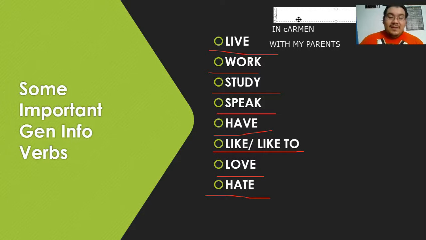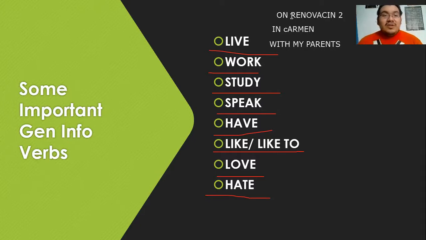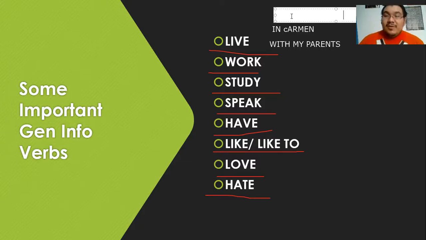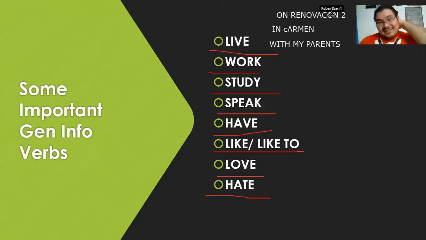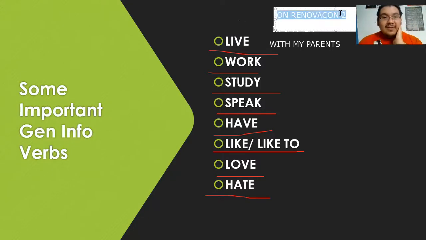I live on Renovación 2. Yo vivo en Renovación 2. Sorry, forgive me about the writing. Perdónenme por la escritura, pero como está en letras blancas, no veo que estoy escribiendo. So, I live on Renovación 2, for example. Let's change the color. Vamos a cambiar el color.